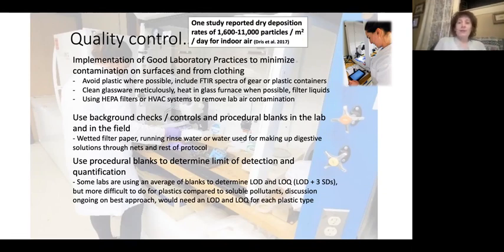But you know, that being said, one study that was published in 2017 reported dry deposition rates of 1,600 to 11,000 particles per meter squared per day for indoor air. It's going to vary a lot depending on the building you're in. I don't think ours is quite that bad, but just to get the point across that having some sort of filtration or clean space to work in is really important.